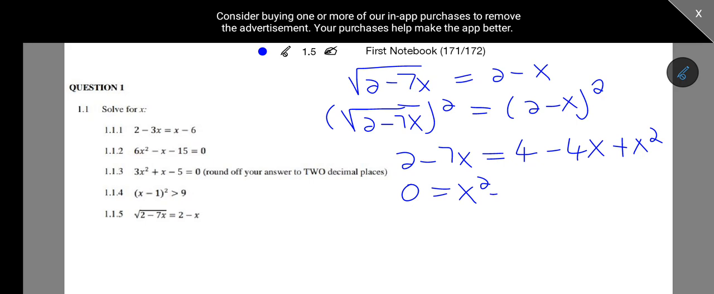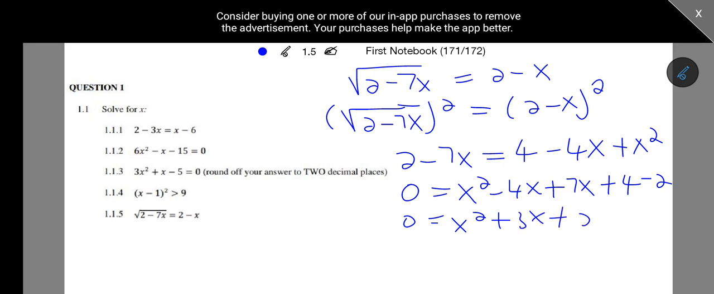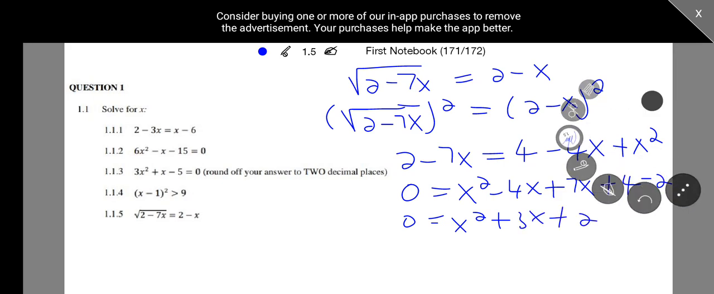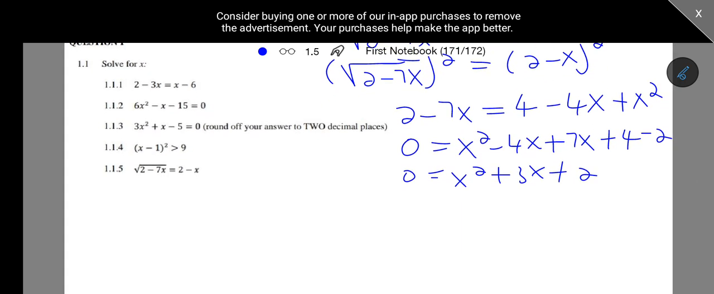Then we're going to have negative 4x plus 7x, and we're going to have positive 4 minus 2. Then at the end, 0 is equal to x squared plus 3x plus 2. Remember, with equations involving a surd, you must test the answers to see if the left hand side is equal to the right hand side. If not, therefore, you have to reject that solution.